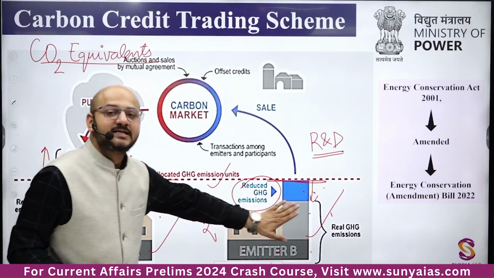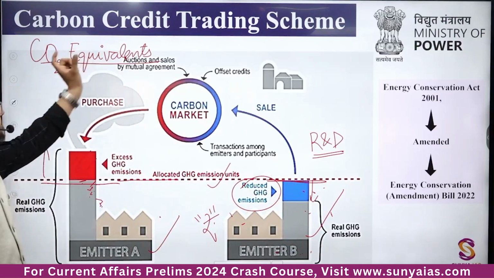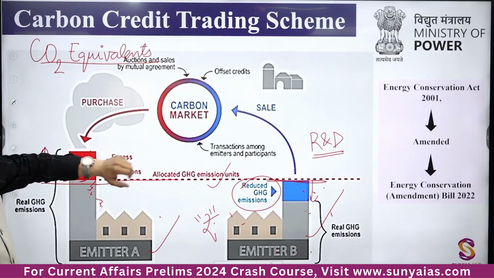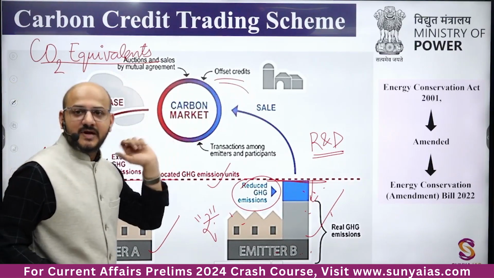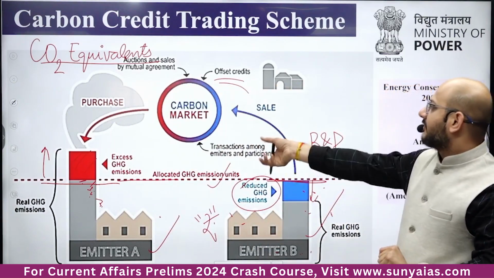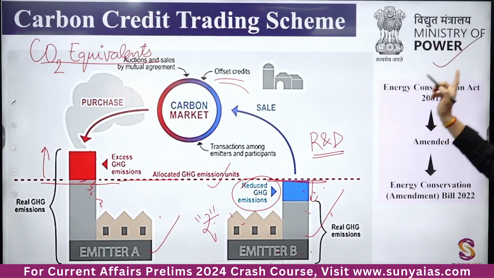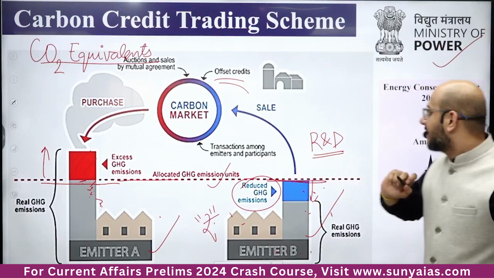And they are being incentivized for reducing greenhouse gas emissions. This is called the carbon credit trading scheme. And this is how offset credit works. We have to offset the extra production of CO2 by the carbon credits where it has been reduced. So this mechanism has been introduced by the Ministry of Power, not by the Ministry of New and Renewable Energy.